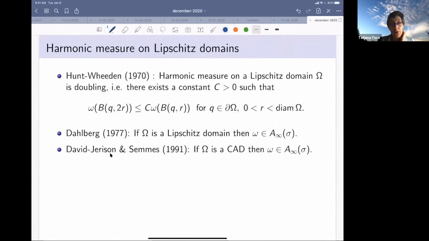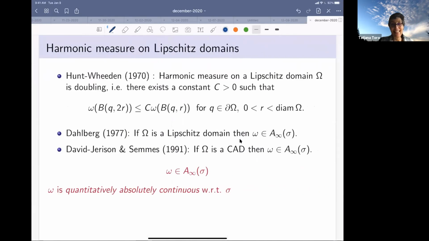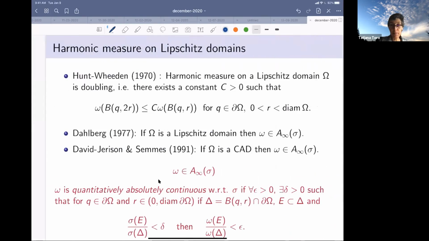So David and Jerison, and then independently Semmes in 1991, proved that if omega is a chord-arc domain, I remind you what this is, an NTA domain that has Ahlfors regular boundary, then omega is an A infinity weight. And now let's do the A infinity, I remind you what this is. So omega is an A infinity weight if omega is quantitatively absolutely continuous with respect to sigma. And that might be a useless sentence unless I explain.